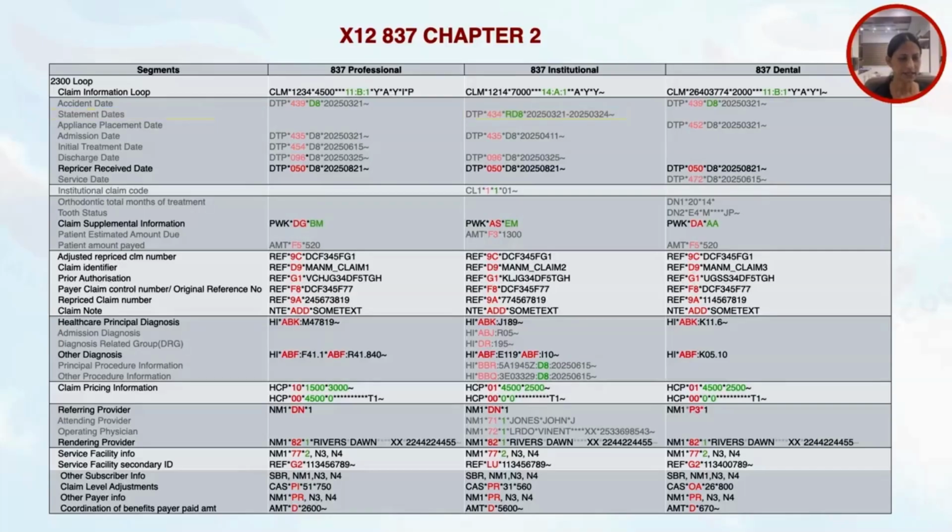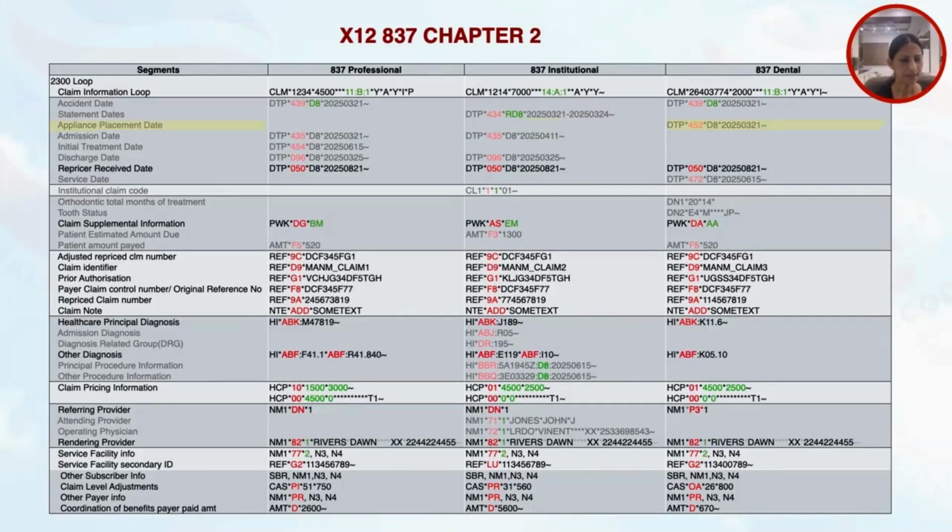And the statement dates is usually for 837 institutional claims, or UB claims as we also call them. Statement dates have DTP01 equal to 434, and for statement dates we always use the format RD8. RD8 stands for a range, this date to this date. That's why RD8 is used in statement dates.